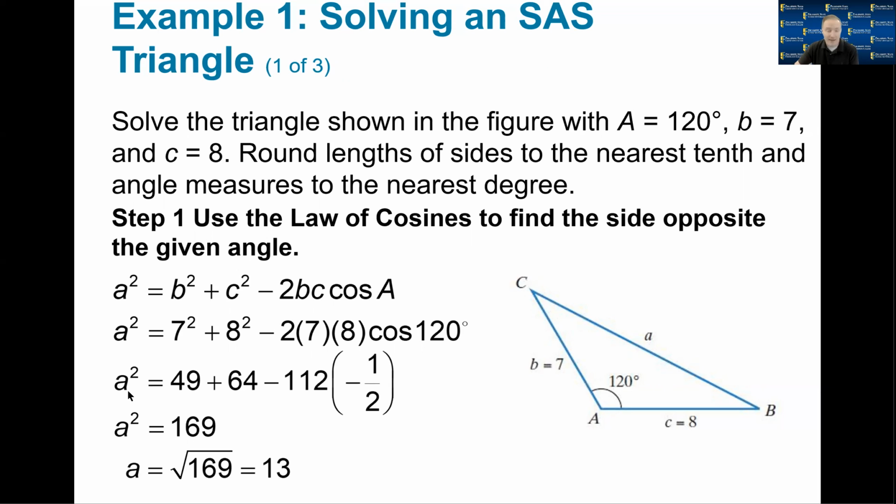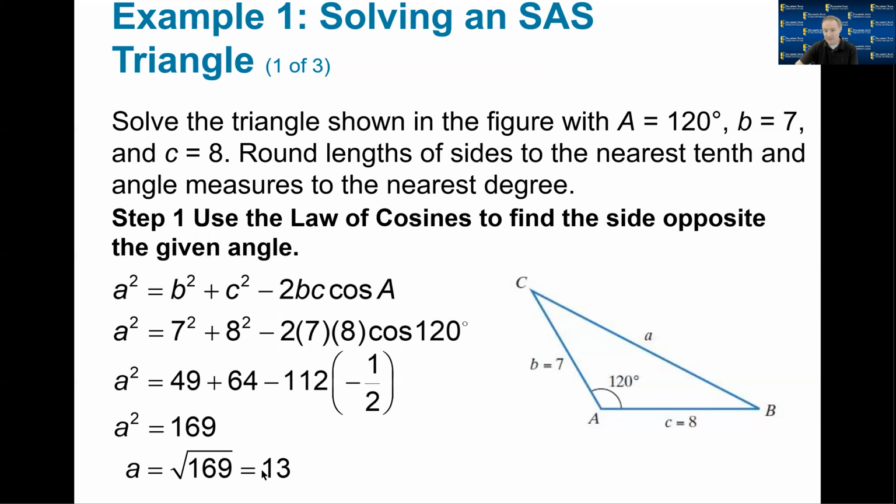When I do that, I see that A squared is going to equal 49 plus 64, and then minus 112. And I know that the cosine of 120 degrees is negative 1/2. Whenever I multiply and add this together, I get A squared is 169. So A is the square root of 169, 13.